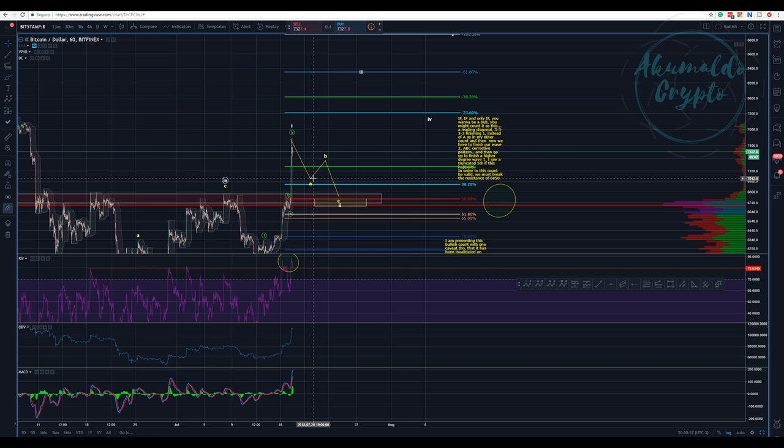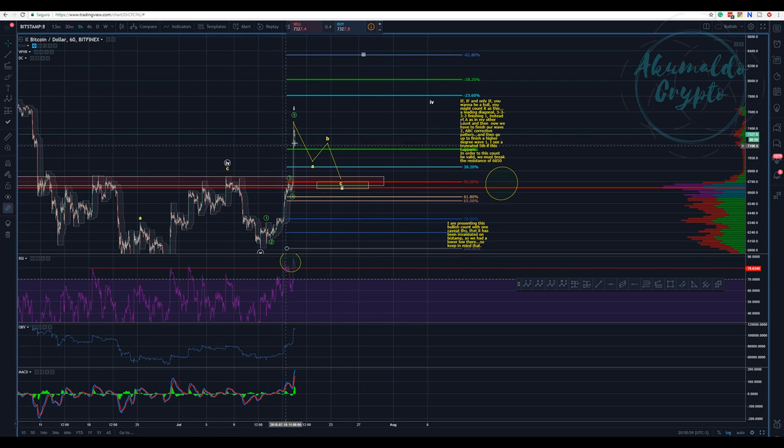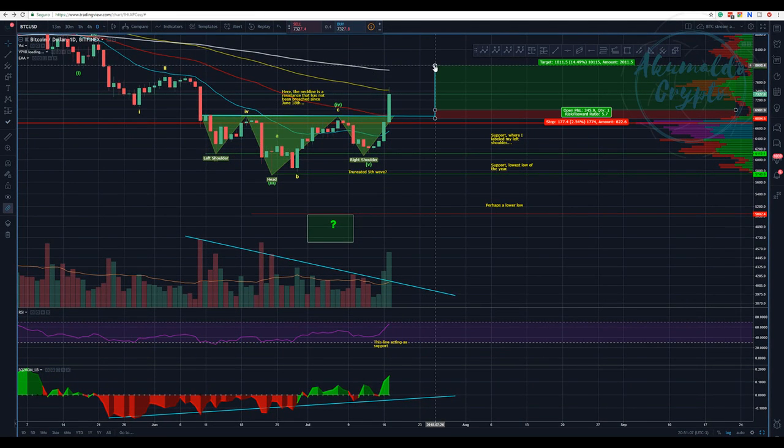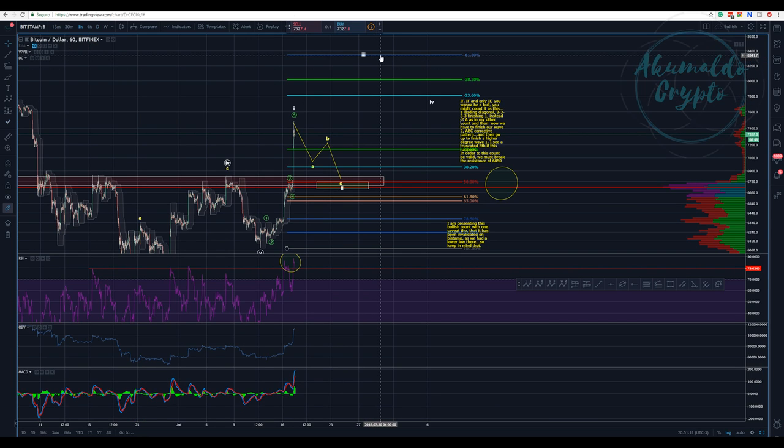Okay, this was a huge movement up. A lot of buy pressure. This is our target, one of our targets, what we might consider higher targets.